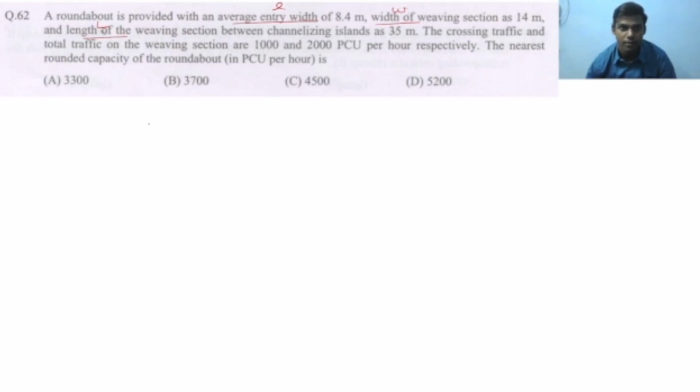So the proportion of traffic will be crossing traffic divided by total traffic. So it will be 1000 divided by 2000. It is equal to 0.5. And now the question is to find out the nearest rounded capacity of the roundabout. So capacity we have to find out.